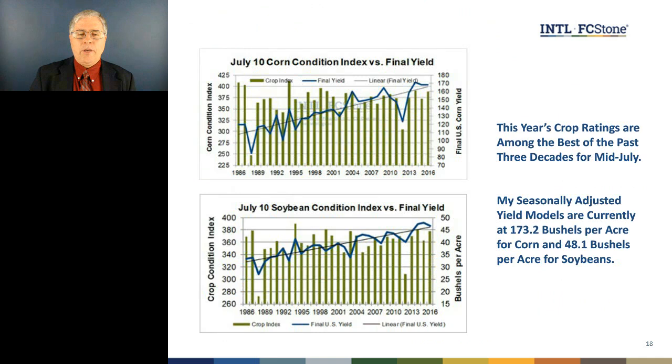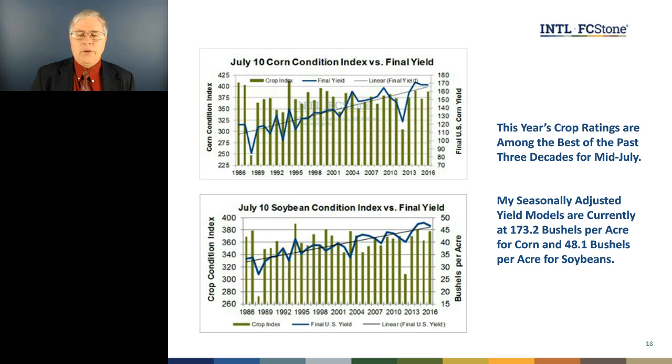Now, as we look at crop ratings, each one of these green bars represents what the crop condition index score was in this particular week of the year, looking back over the last 30 years. The blue line is the final yield for that year with this year's estimated yield, and we see the trend line drawn on here as well. And you can see for both corn and soybeans, as of July 10th, our condition index scores were in the top 25% of the last 3 decades.